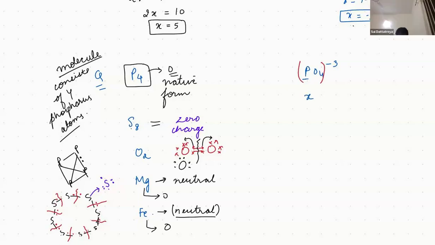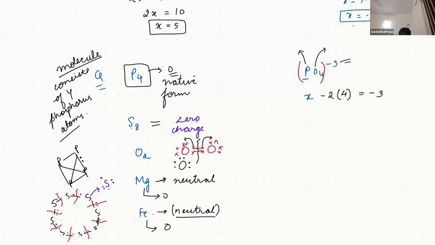Let phosphorus charge be X. In the combined form, oxygen charge is -2. So for 4 oxygen, it would be -8. The charge of phosphorus plus the charge of all the oxygens combined together would be equal to -3. That's what we learned.